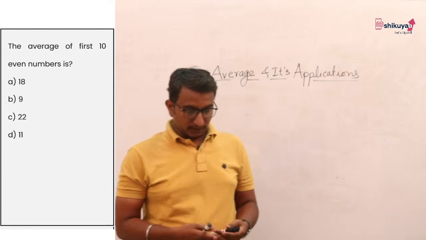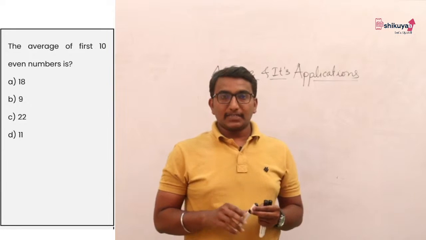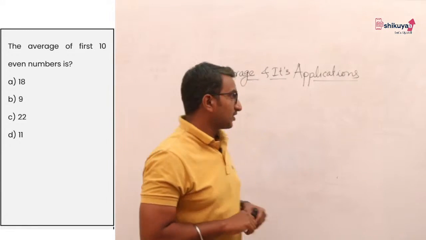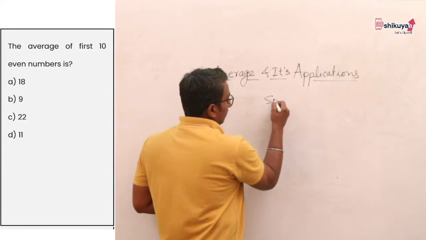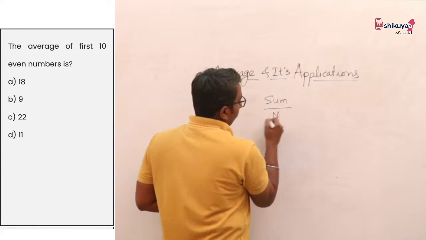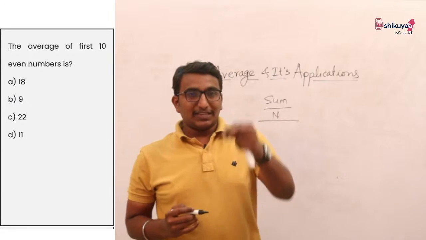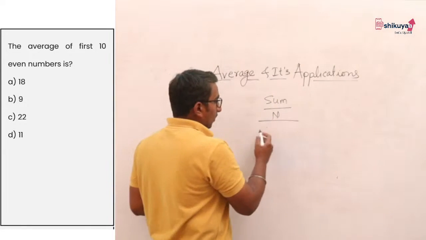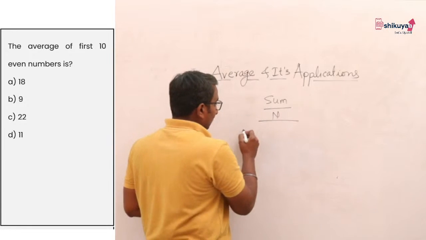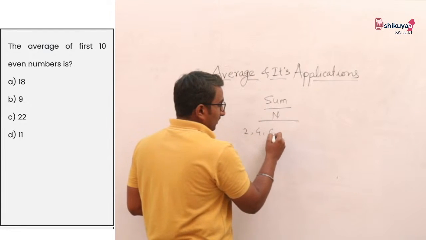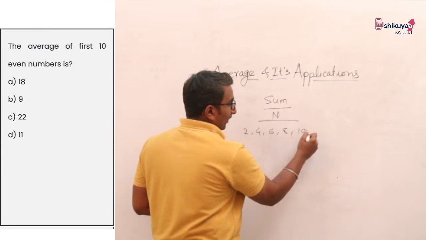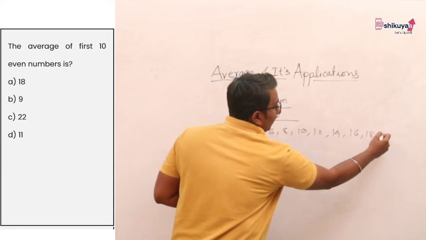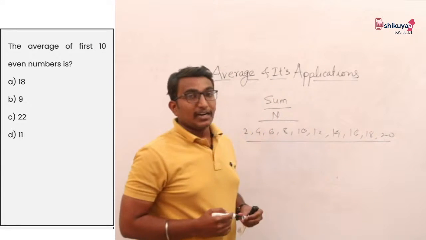As you know, the basic formula to calculate the average of a given set of n numbers is the sum of all the numbers divided by the total number of elements. So with this, the average of first 10 even numbers. If we list out the first 10 even numbers, it will start from 2, 4, 6, 8, 10, 12, 14, 16, 18 and 20. So these are the first 10 even numbers.